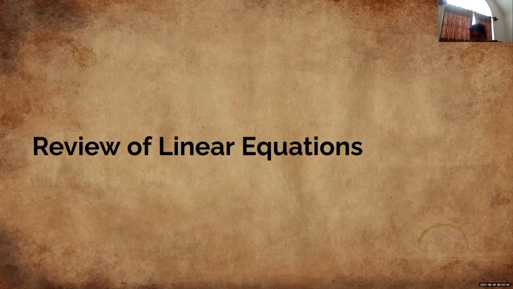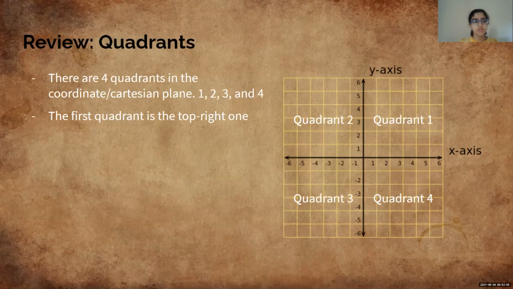So with that, I think we're going to move on to the review of linear equations. So remember, there are actually 4 quadrants in the Cartesian plane. The first quadrant is quadrant 1, the second is quadrant 2, and so on. The orientation of the quadrants on the coordinate axis is in a counterclockwise direction. Quadrant 1 is in the top right corner, quadrant 2 is in the top left corner. Then they follow a counterclockwise order. So remember that.